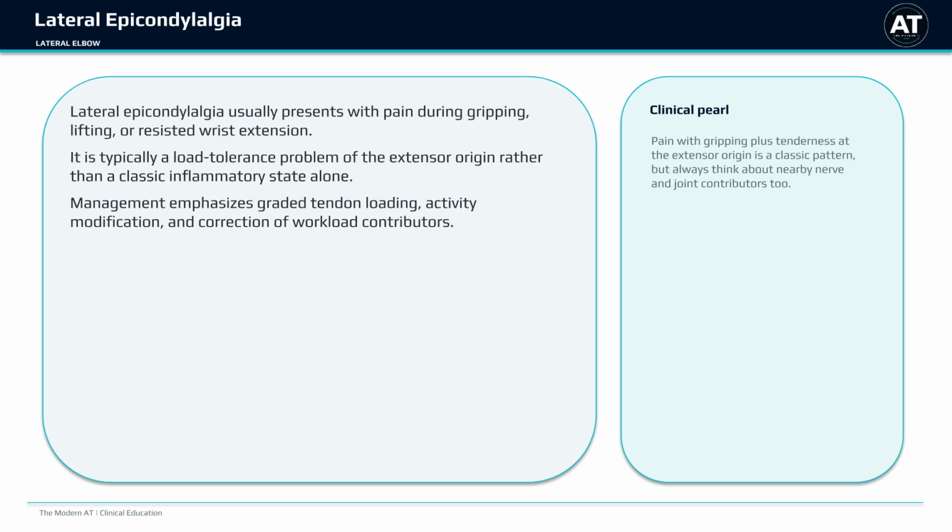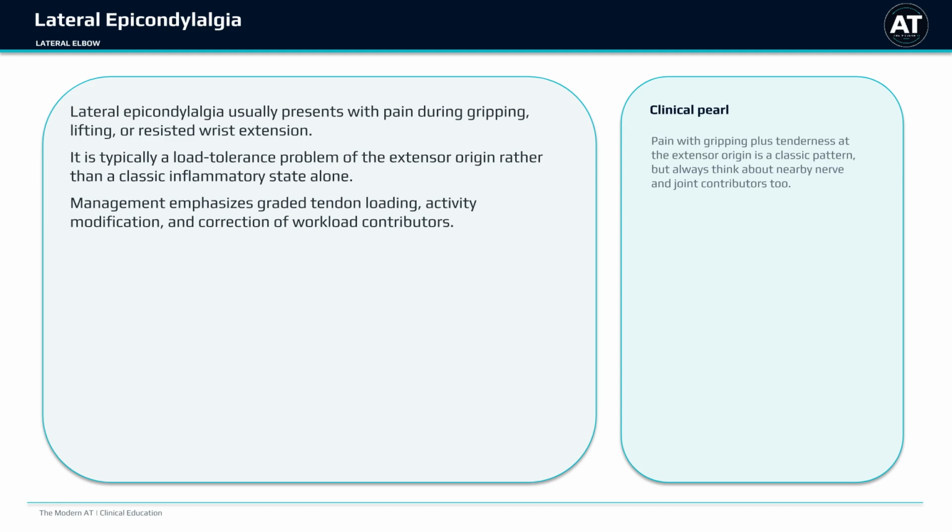Lateral epicondylalgia, often called tennis elbow, usually presents as lateral elbow pain with gripping, lifting, or resisted wrist extension. The tissue involved is commonly the common extensor origin near the lateral epicondyle, especially the extensor carpi radialis brevis region. This is better understood as a load tolerance problem than simple inflammation.